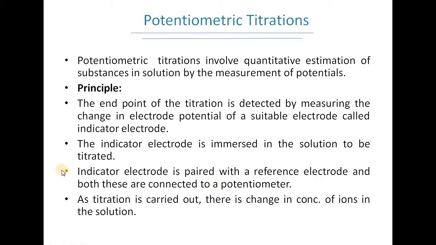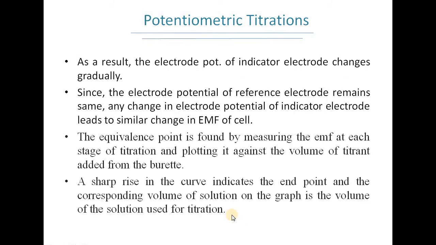Now, this indicator electrode has been connected with a reference electrode, whose electrode potential remains practically constant. So what will happen? Any change in the electrode potential of the indicator electrode will lead to a similar change in the EMF of the cell.